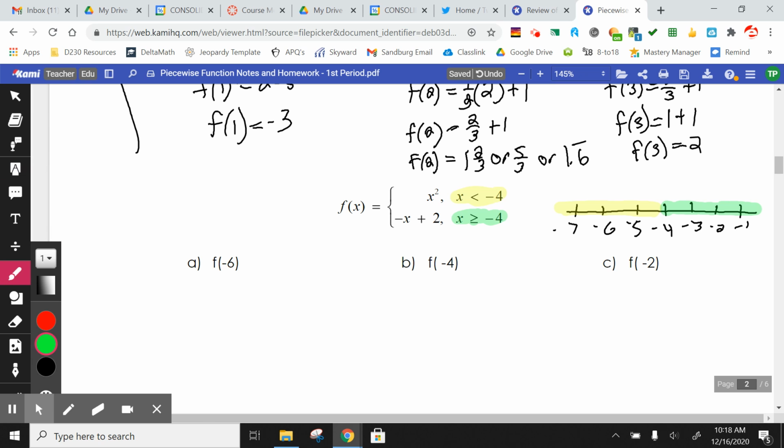So if we go to letter A, -6, if we look at our number line here, isn't -6 less than -4? So we'd have to use this part of the function. So you're going to plug in, instead of x squared, because that's the function we need to use, you're going to let your x become -6. So f of -6 is 36. All right.